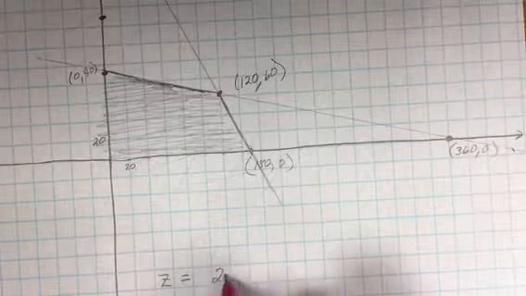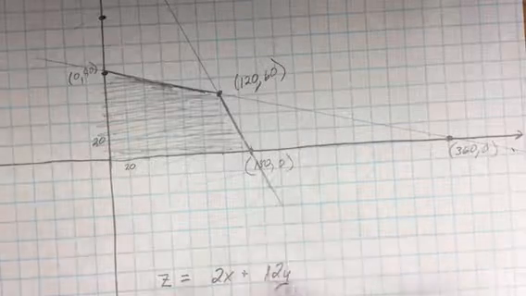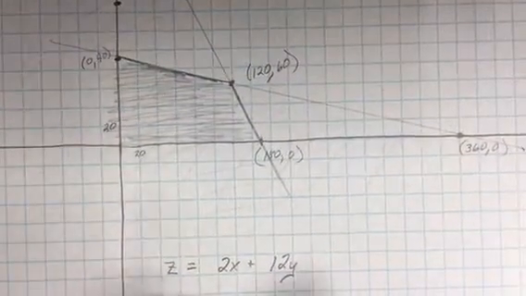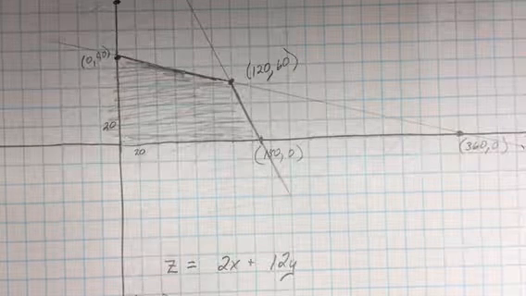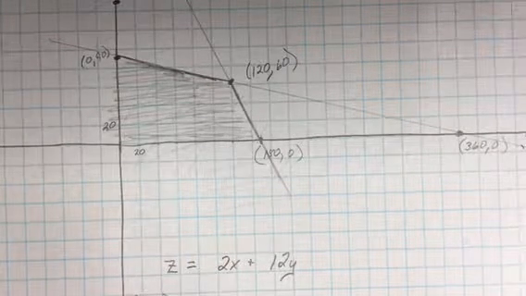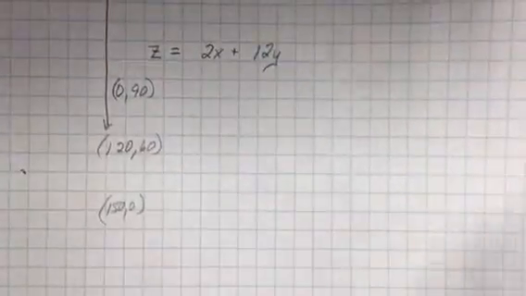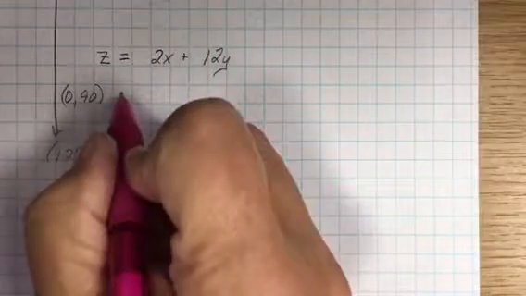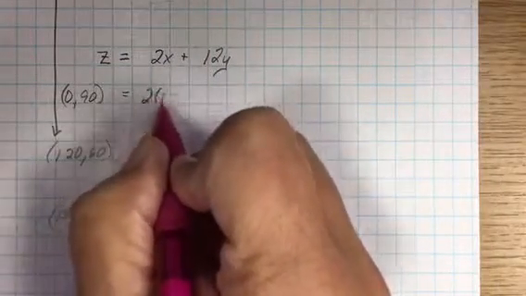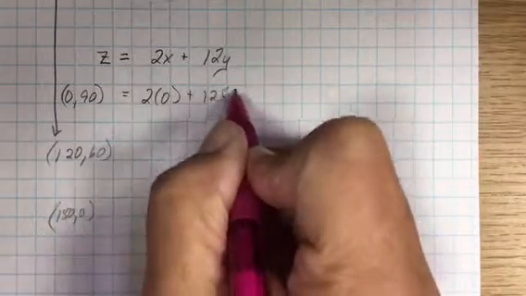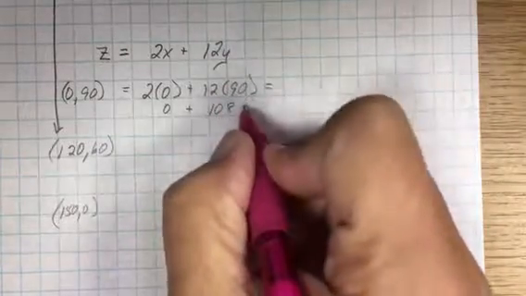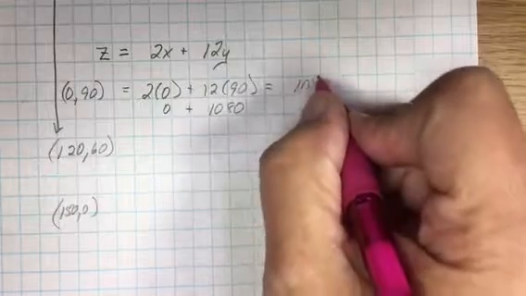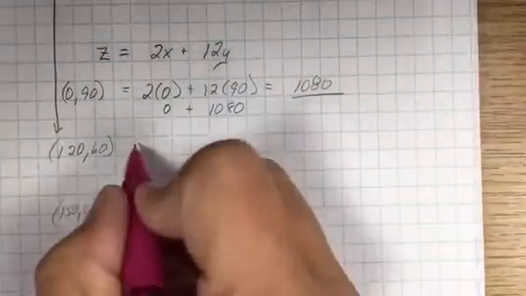And if I'm reading this right, this is 2x plus 12y. And we want to maximize it. So I'm going to bring in my points. And then I'm going to move up because we no longer really need the graph. So now I'm going to plug this in. So equals 2 times 0 plus 12 times 90 equals, well, 2 times 0 is 0. 12 times 9 is 108 with another 0, so it's 1080. There's that one. Let's do the next one.